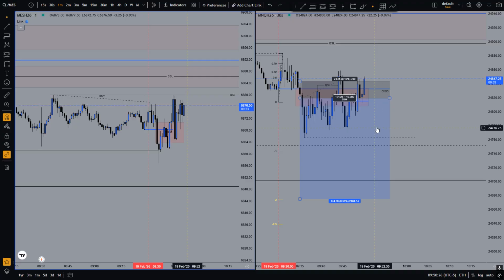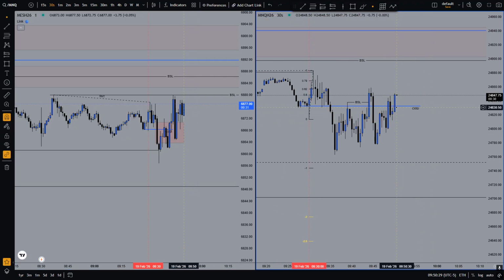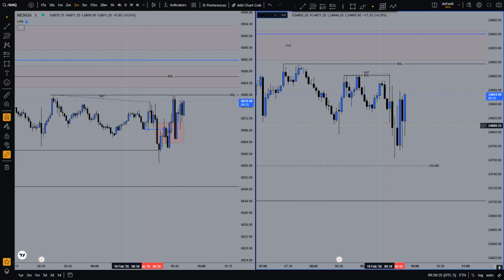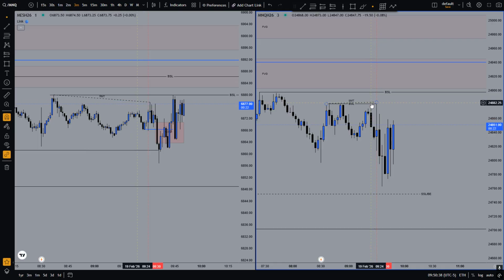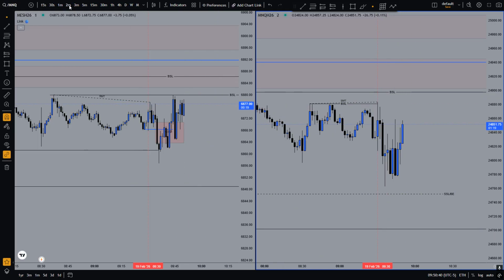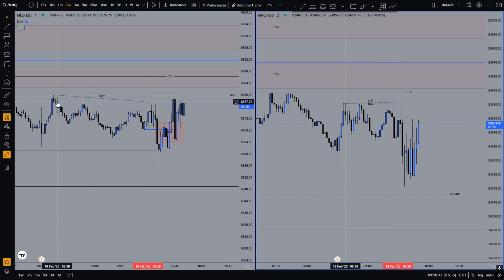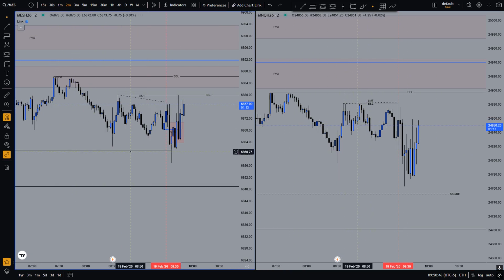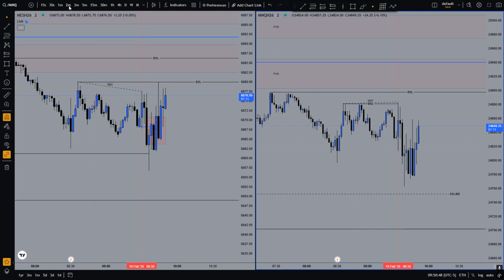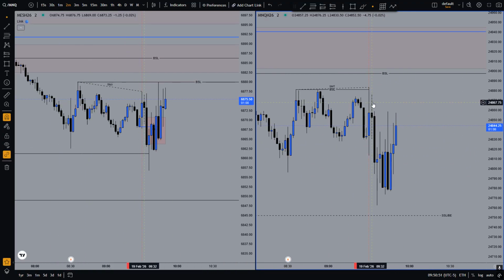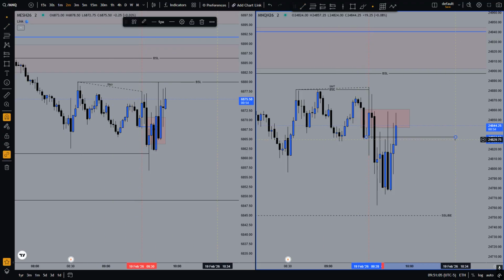If I'm looking at this, there's really not anything else that catches my eye. I mean, it was a clean short in my opinion. It was a clean short off of the 2 minute, as you can see here. After taking buy side, this 2 minute still holds. We put in a SMT at the highs, and then we get this 2 minute change here.